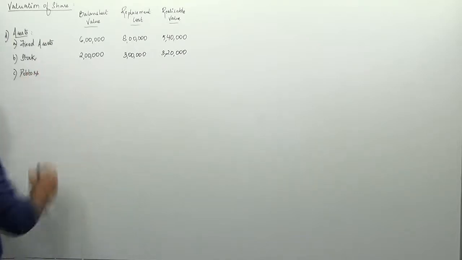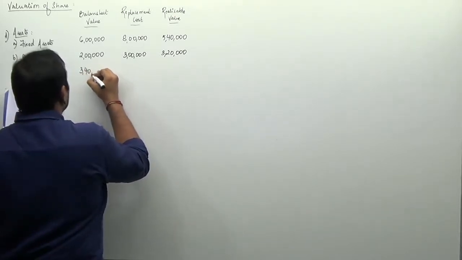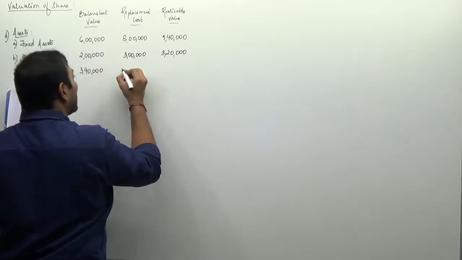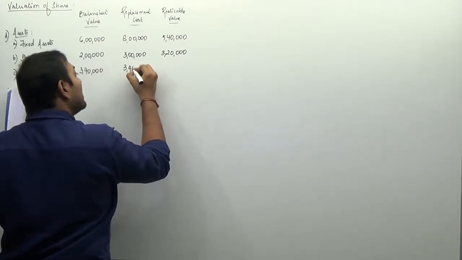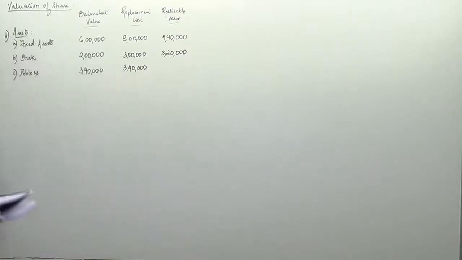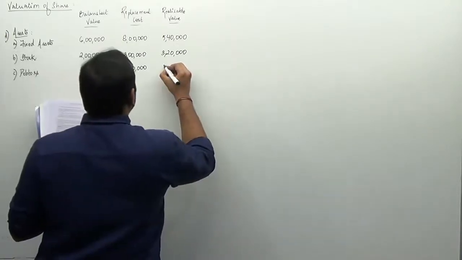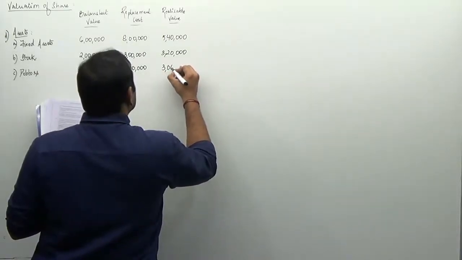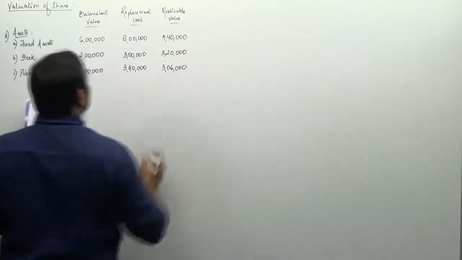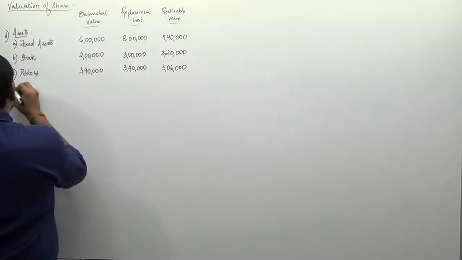Third asset, debtors. Book value 3 lakh 40. Replacement cost, I can't identify any replacement cost, so let me take the balance sheet figure itself. But for realizable value, in point number 3, 1% of debtors are difficult to realize. So 3,06,000 only. Deducting 1% from 3,40,000, that is minus 34,000, gives 3,06,000.